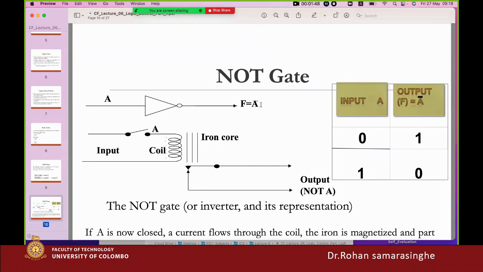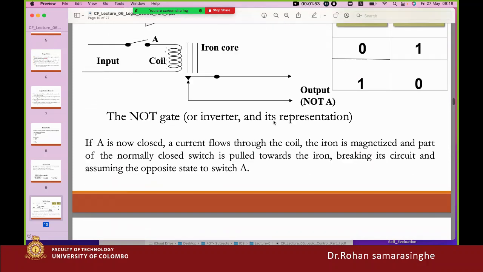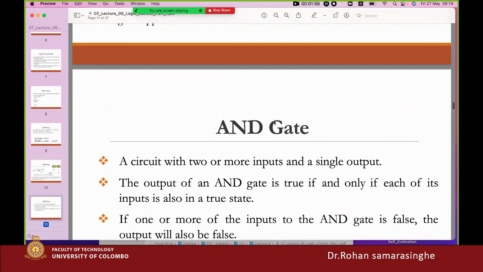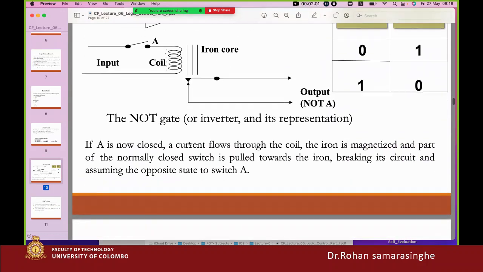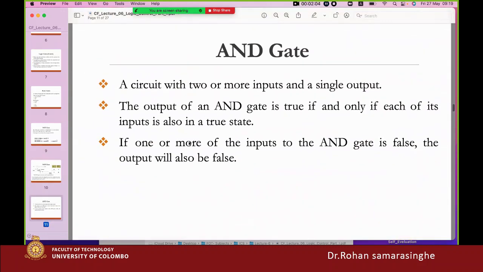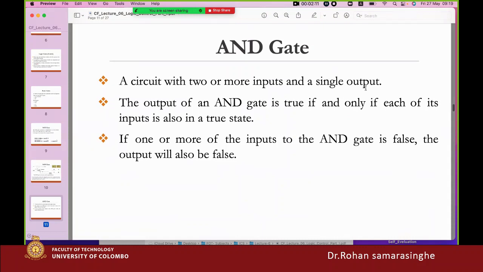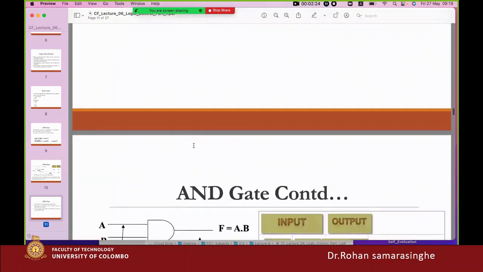The output can be written as A bar. So you have to understand that gate. And the AND gate, AND circuit with 2 or more inputs and a single output. You can have 2 or more inputs and you get one output. The output of the AND gate is true if and only if each of its inputs is in the true state. Actually, this is very important.